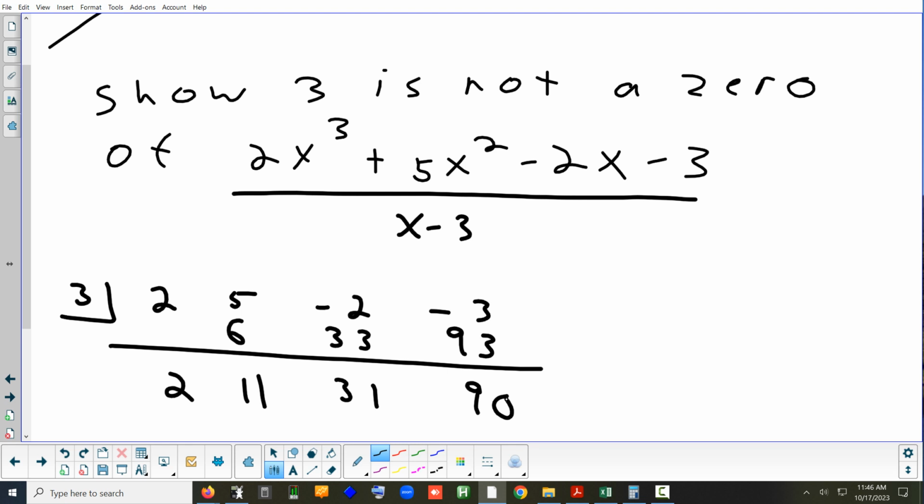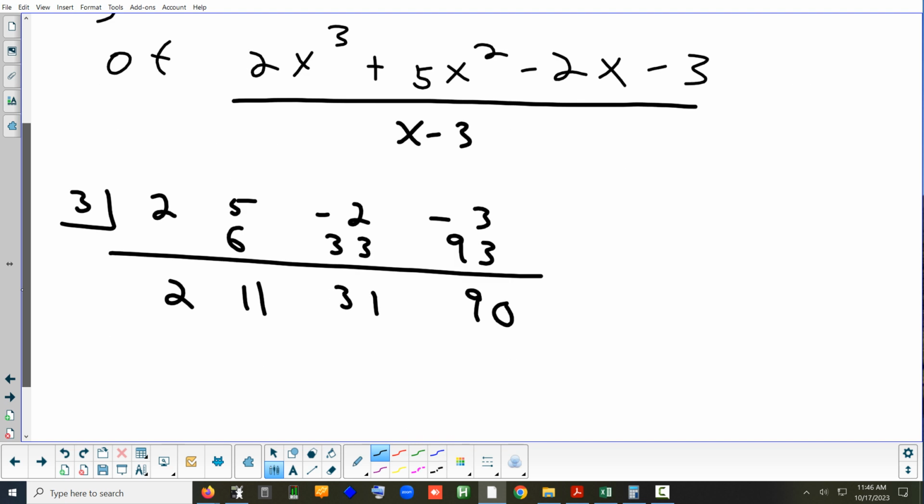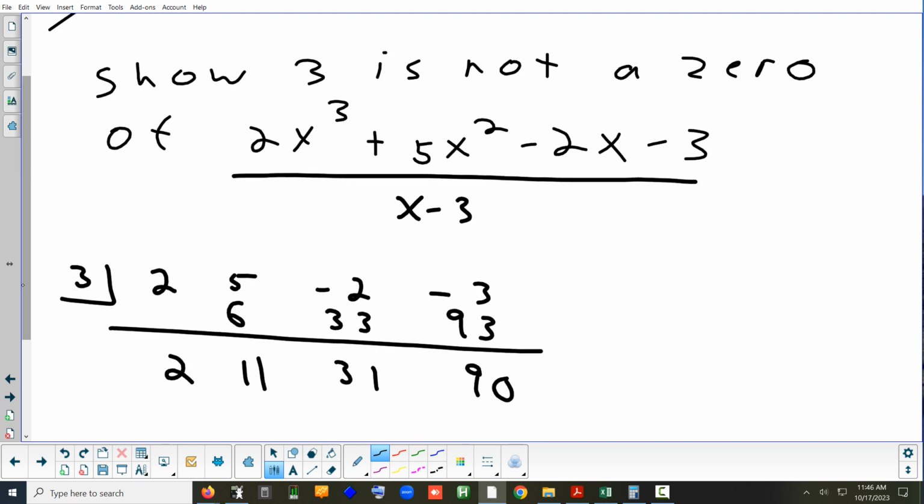Yeah. So when I tried to divide by x minus 3, I got a remainder of 90. That means x minus 3 is not a factor, which means 3 is not a 0. 3 is not a root. 3 is not an x-intercept. That's how you show it. Any question on that one?